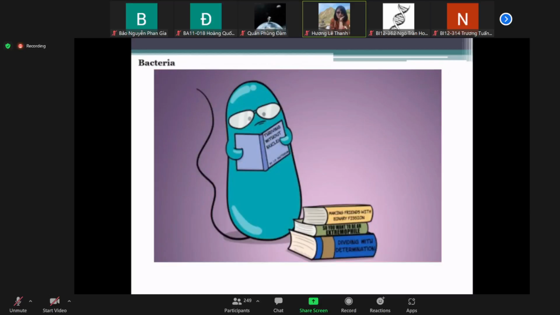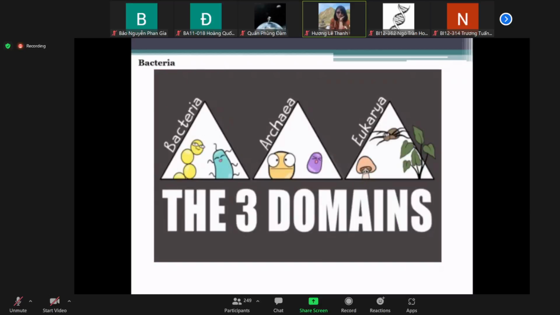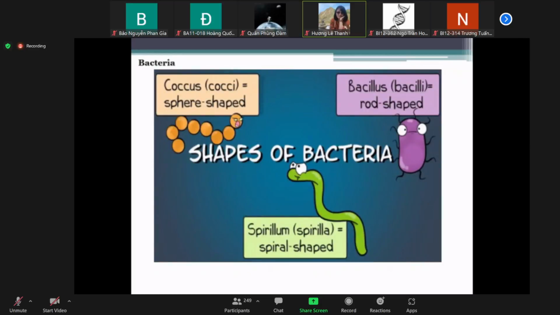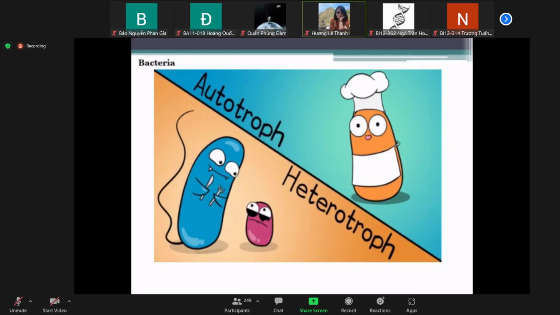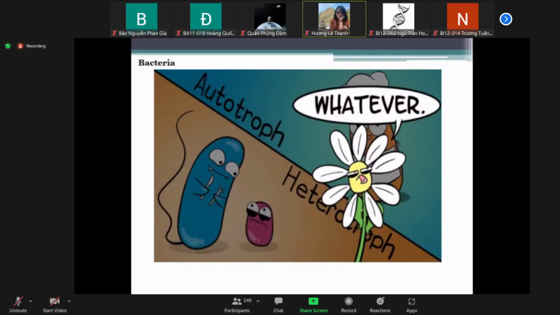Okay, so what are bacteria exactly? In the 3 domains of life, bacteria encompass one of them. They come in different types of shapes, as you can see here. Some of them are heterotrophs, meaning they consume or feed on some organic matter. But some are autotrophs. They can make their own food. Plants aren't the only autotrophs.